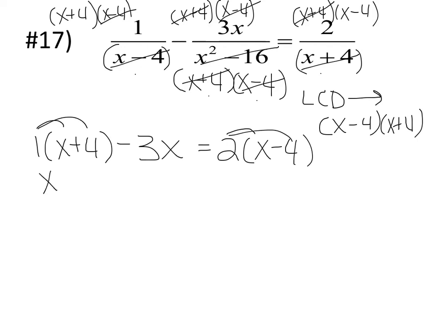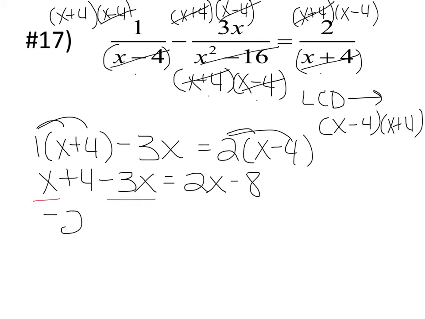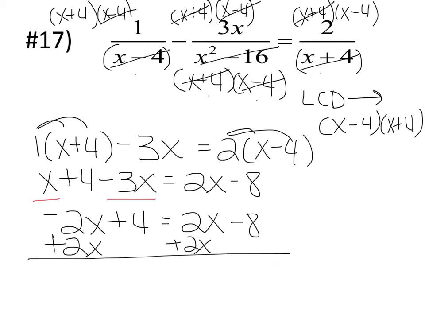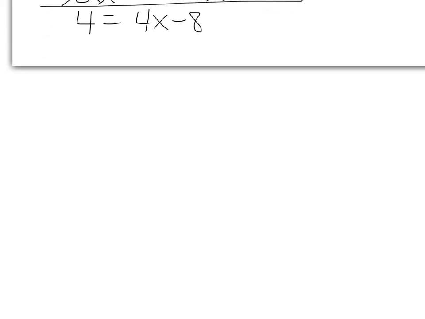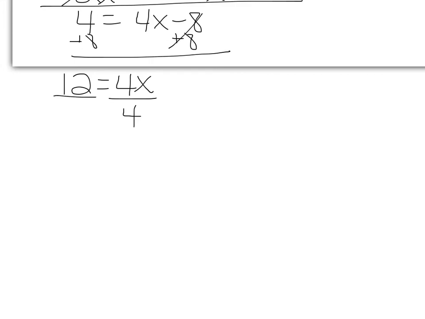Distribute. X plus 4 minus 3x is equal to 2x minus 8. Combine like terms. X minus 3x is negative 2x plus 4 is equal to 2x minus 8. I'm going to add 2x to both sides to keep my x positive, leaving me 4 is equal to 4x minus 8. Add 8 to both sides. You get 12 is equal to 4x. Divide both sides by 4, and you get x is equal to 3.